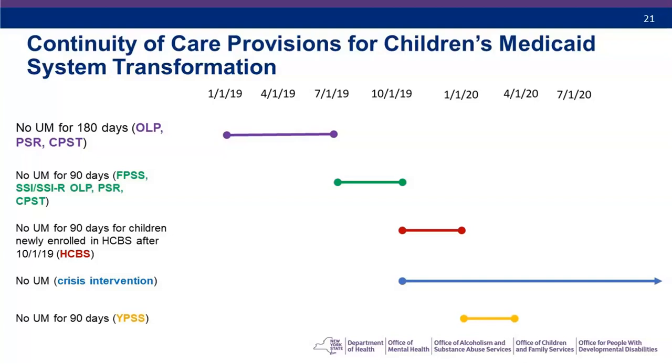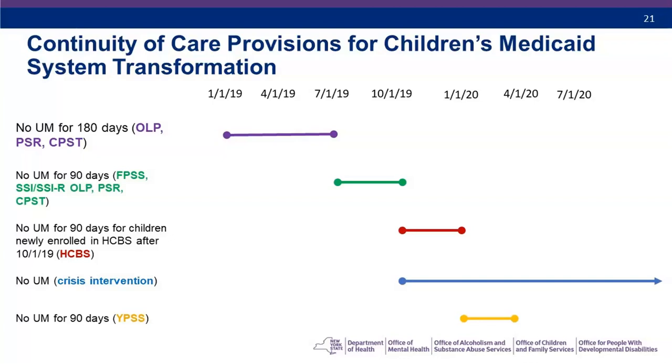So you'll see the subsequent services carving in, the state plan services that carved in on July 1st were for 90 days, starting from July 1st, running up through October 1st. The same thing will happen for the carve-in that's happening October 1st. There will be no utilization management for HCBS that's newly provided to children in managed care plans, from October 1st through January 1st. For the new benefit for crisis intervention that's scheduled to begin soon, there's no UR for crisis intervention at all. That means there's no prior authorization required. So that continues in perpetuity.